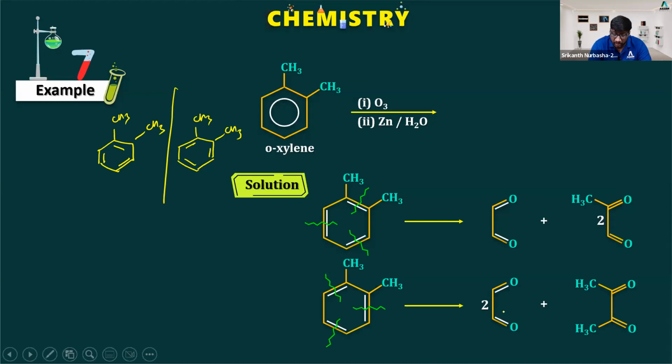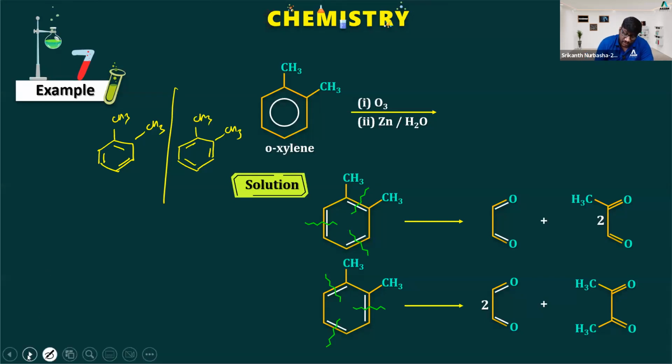This is nothing but orthoxylene, because they have not mentioned the positions of the double bonds. You should be careful about what the possibilities are. If we are asked, we have to list out all the possibilities. You should not go with only one option. You should list out all the possibilities. You should not go with only one option, right?